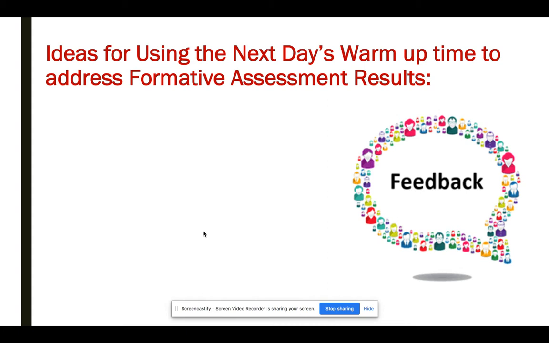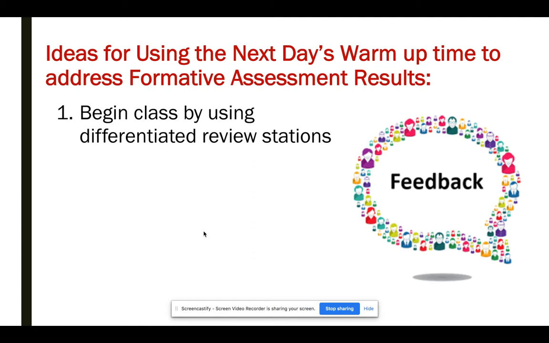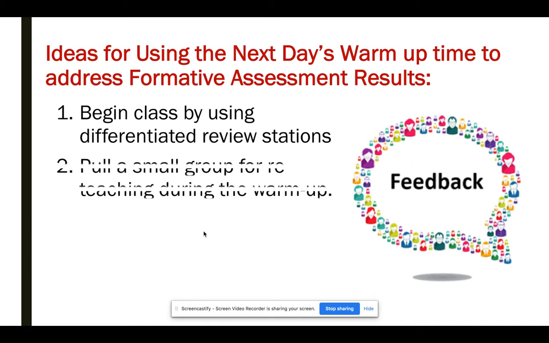An easy way to do it is to plan to use the next day's warm-up time to address formative assessment results. Here are some options. Begin class by using differentiated review stations. Like, based on the patterns I see in their responses, I'll have review stations for them to complete the next day during warm-up. Or if I see that some students are still struggling, I will pull a small group for reteaching during the warm-up.